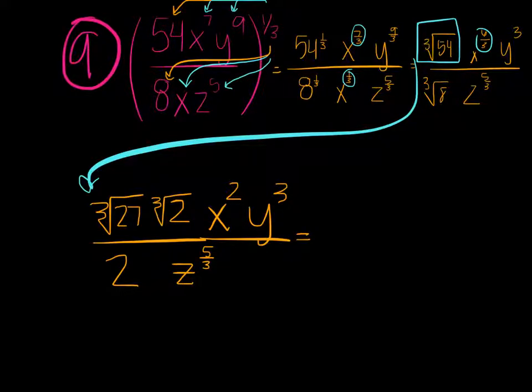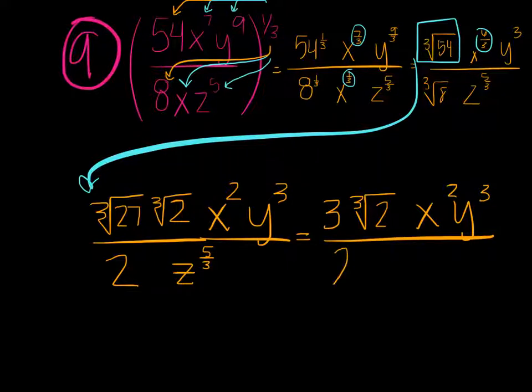This translates into the cubed root of 27 is 3, and then times the cubed root of 2. We've got x to the 2nd, y to the 3rd on top. We still have a big 2 on bottom, and z to the 5/3.